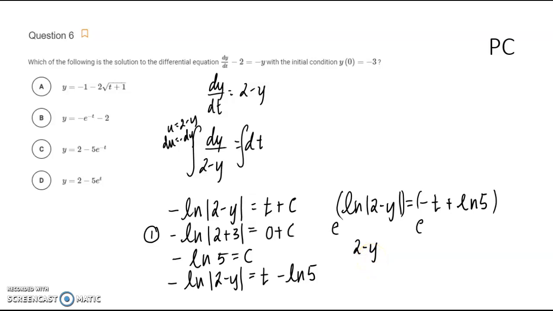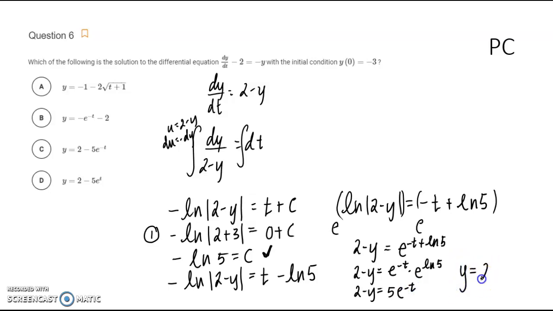bars, because I already found c. So this becomes e to the negative t plus ln of 5. That entire expression on the right-hand side is my exponent. All right, manipulating some exponent rules, adding exponents, that if I go backwards, that means I was multiplying like bases. 2 minus y, e and ln are inverses, they cancel each other out. So I get 5e to the negative t. Manipulate this equation, and you get y equals 2 minus 5e to the negative t. So lots of people answered D on this problem.